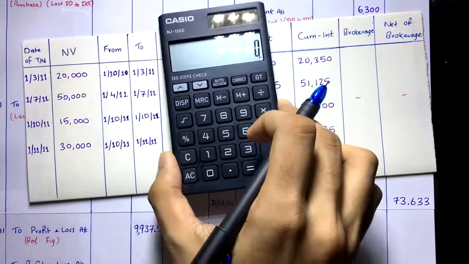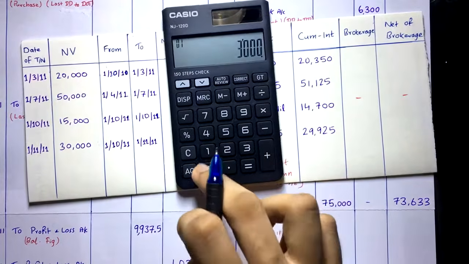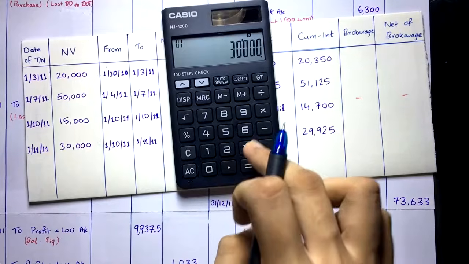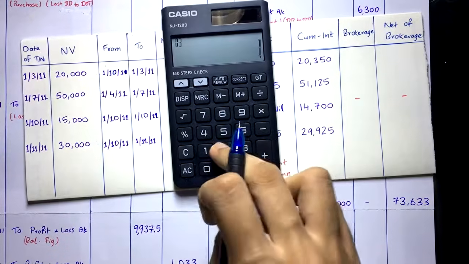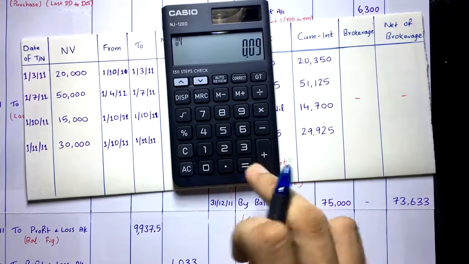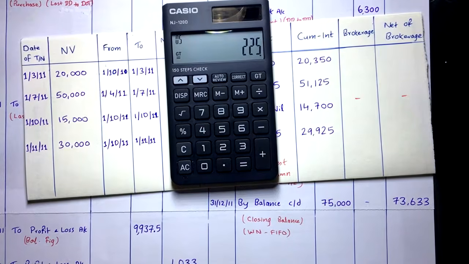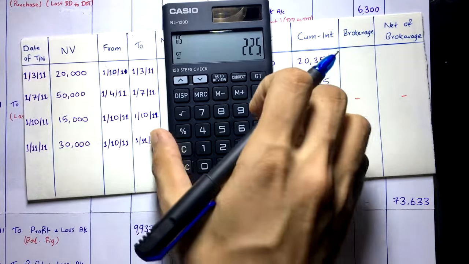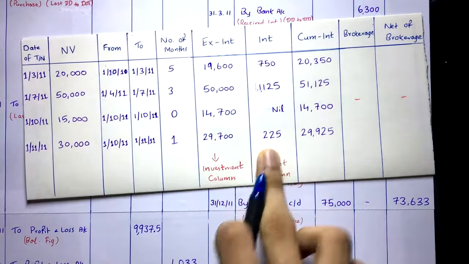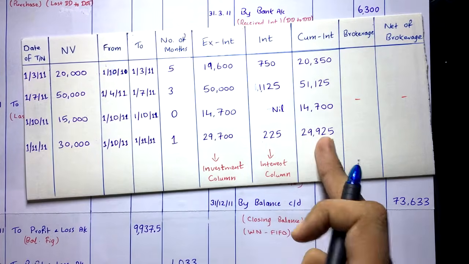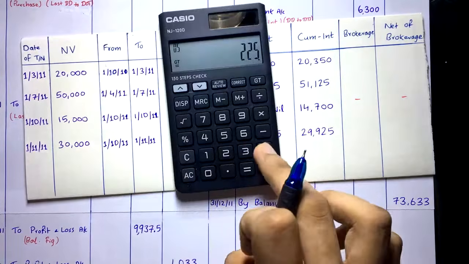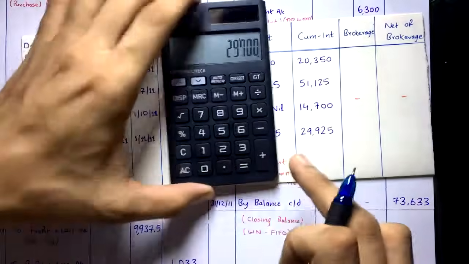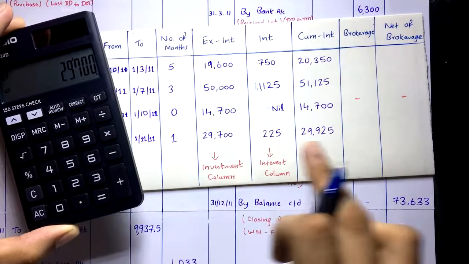So you have to calculate the interest. 30,000 on the face value, right? 30,000 into 1 month, right? 1 by 12 into 0.09, the rate of interest. That's equal to 225. So 225 would be your accrued interest. Is that clear? So to calculate the cum interest, what you're going to do? 225 plus 29,700, the ex interest. Just add these two together, you will get the cum interest.